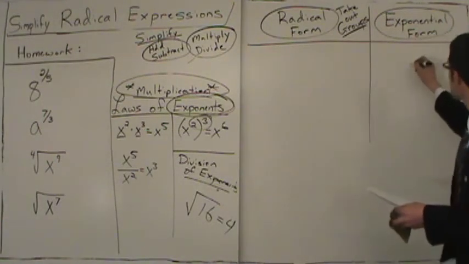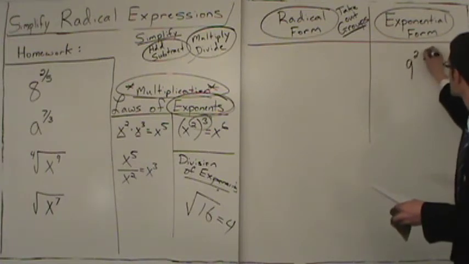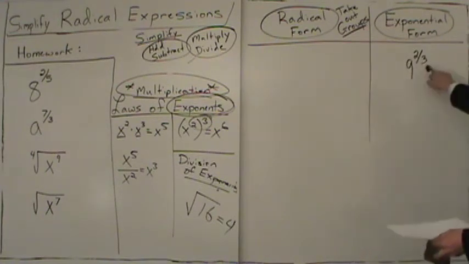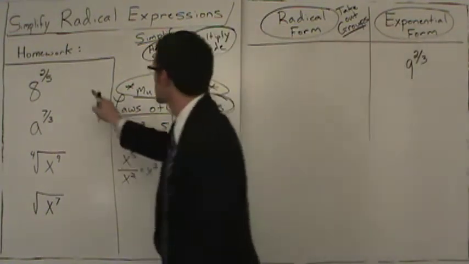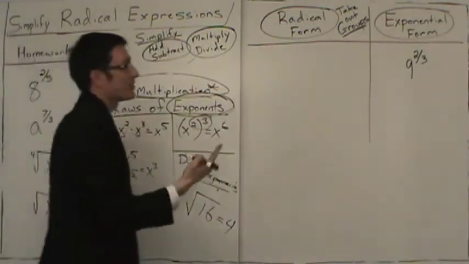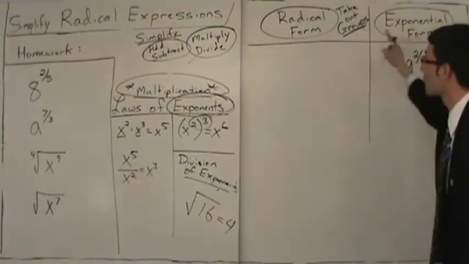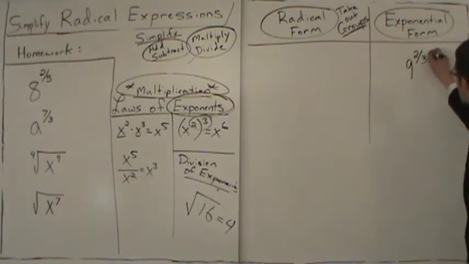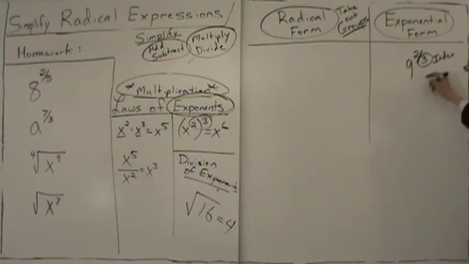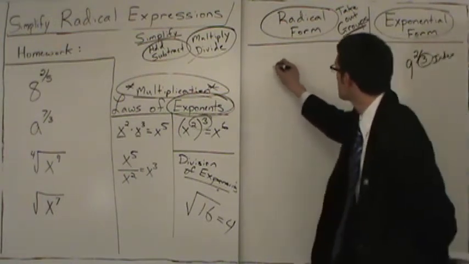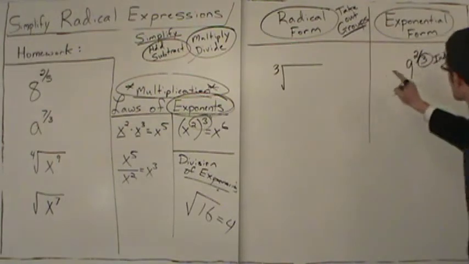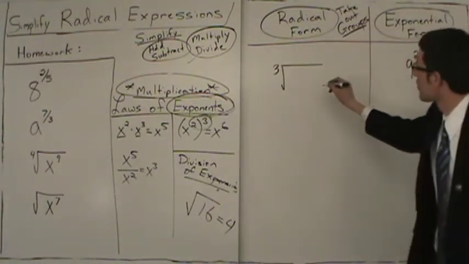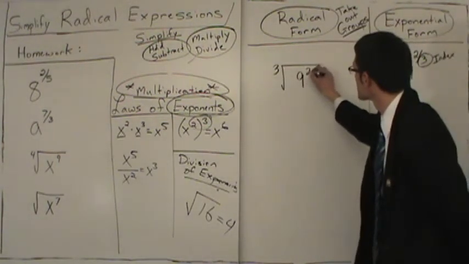9 to the 2/3 power is given. Okay, so this is given in exponential form, and this is just like the first problem on your homework. What you have to do is convert this to radical form. So let's look at what are we dividing by. The number on the bottom is your index. So go ahead and write index. We have cubed root of what? Cubed root of 9 squared. So we go backwards. This is cubed root of 9 squared.